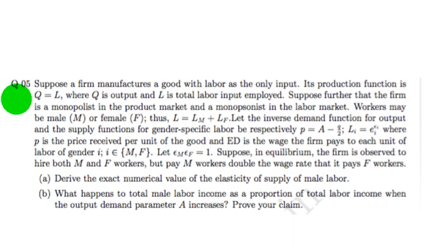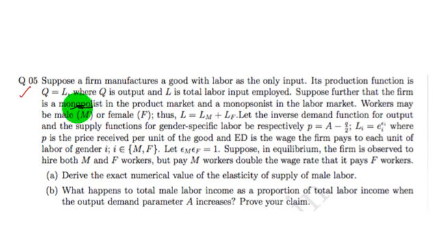We have the following question. A firm manufactures a good with labor as the only input. Its production function is given with their meaning. Suppose further that the firm is a monopolist. Let's underline that, in the product market, that is important, and a monopolist in the labor market. Workers may be male, female, doesn't matter. Thus L equals Lm plus Lf.